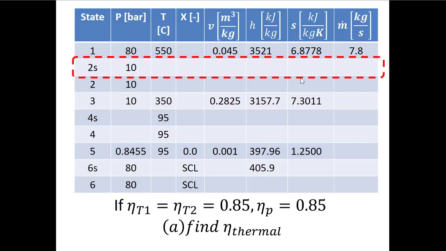So let's look at state 2s. Here I know that the pressure is 10 bar. Because this is an isentropic turbine, I also know that the specific entropy at the exit of this first turbine is the same as the specific entropy at the inlet of the first turbine. So that's 6.8778 kilojoules per kilogram Kelvin.